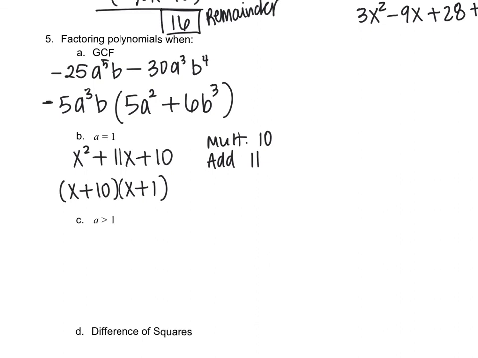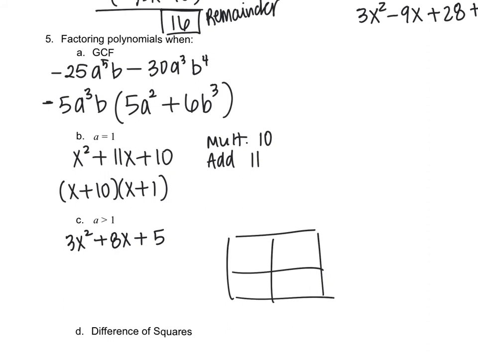Next, we discussed factoring when a is greater than 1. For example, 3x squared plus 8x plus 5. Anytime a was greater than 1, I told you guys to always check for a GCF. And there isn't a GCF here because there is no number that goes into 3, 8, and 5. So I'm going to have to use the box method here. So my squared term goes in the top left, 3x squared. My constant goes in the bottom right.